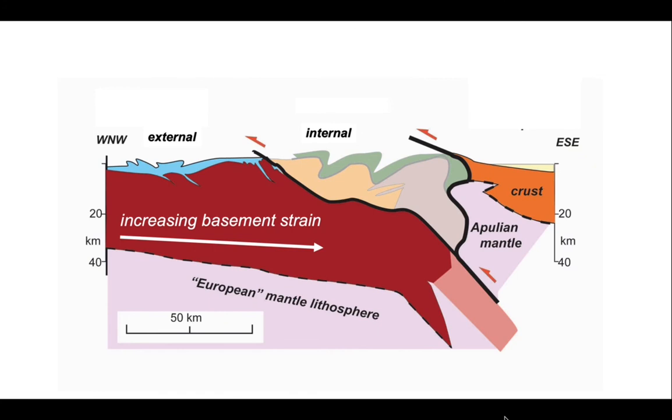So we can put this together on our simplified Alpine crustal scale cross-section to show that as we go from west to east in the basement, there's increasing strain. The crust is increasingly strainable as we go from west to east into the main part of the Alps. But what happens in the internal zones? Well, let's go and have a look.